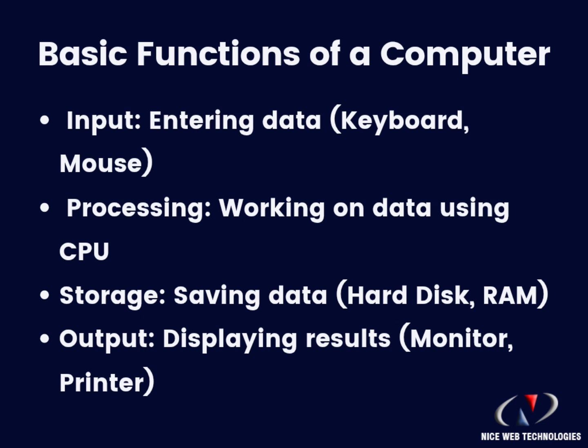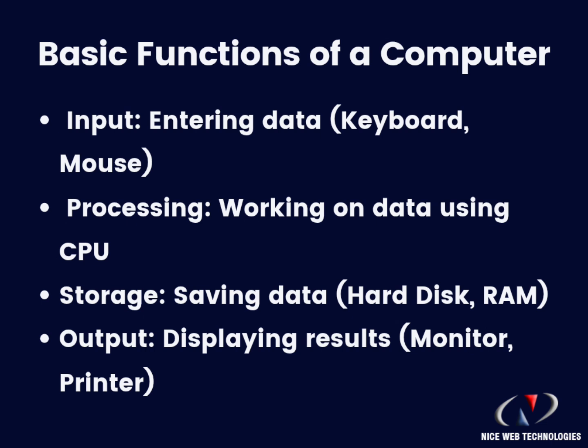A computer works by performing 4 main functions. First is input. This is when we enter data into the computer using devices like a keyboard or a mouse. Second is processing. This is the computer's brain, the CPU, which works on the data and performs calculations.